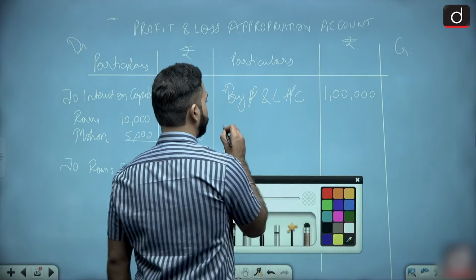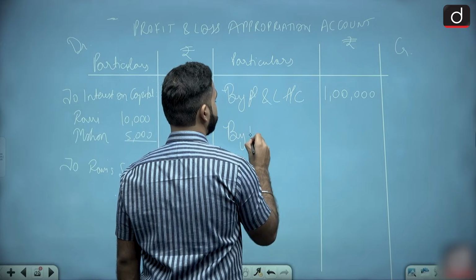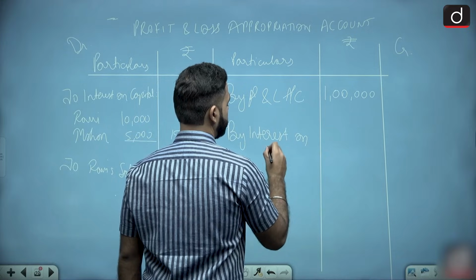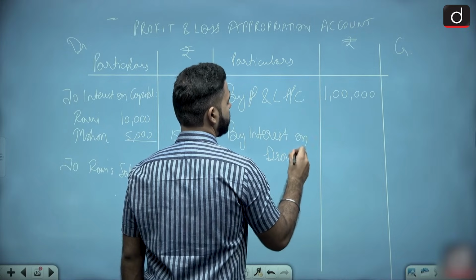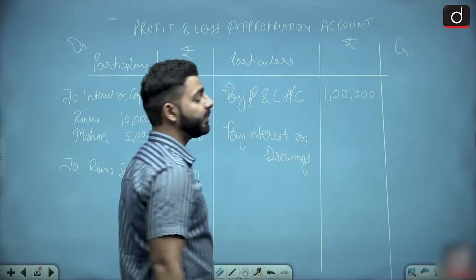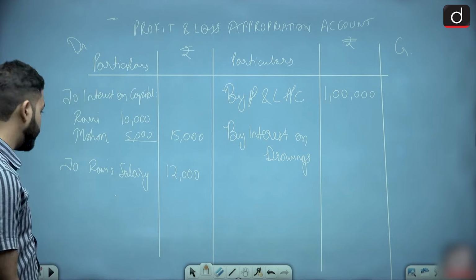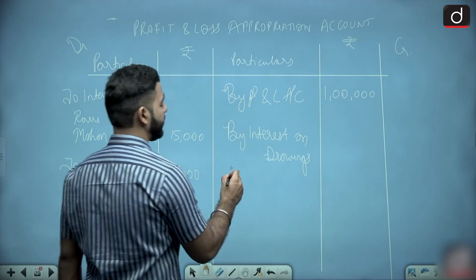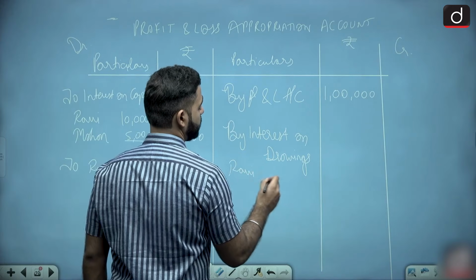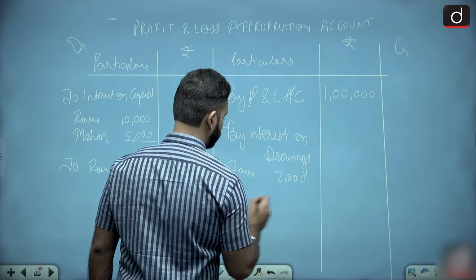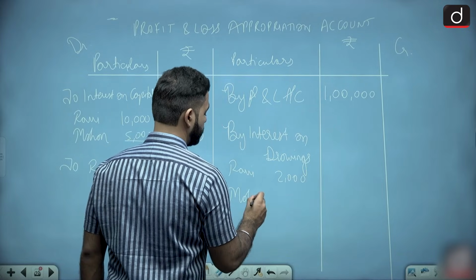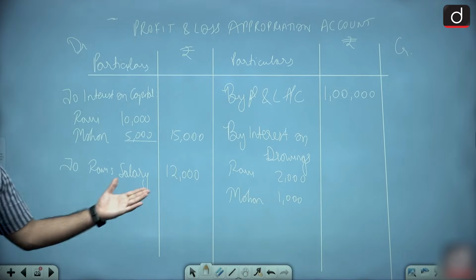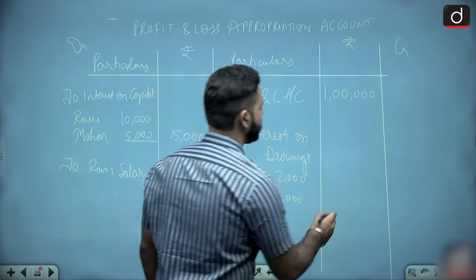So you will write here, by interest on drawings, IOD. By interest on drawing. How much is the interest on drawing? You can see 2000 and 1000. So Ravi 2000, Mohan 1000. Yes, Ravi 2000 and Mohan 1000. So this is how much? 3000.